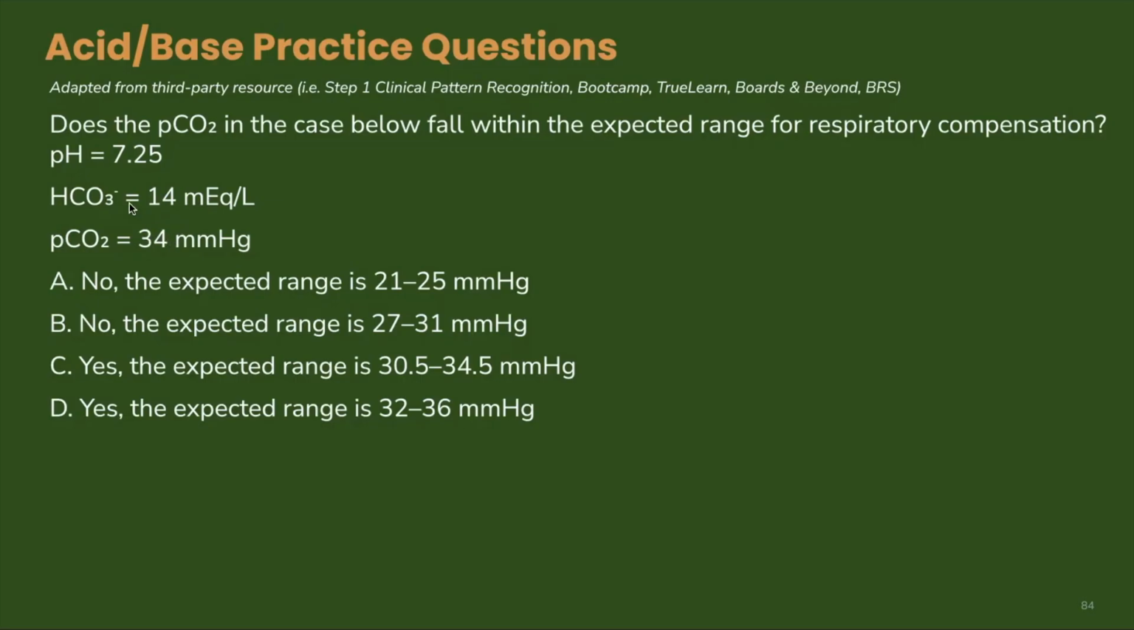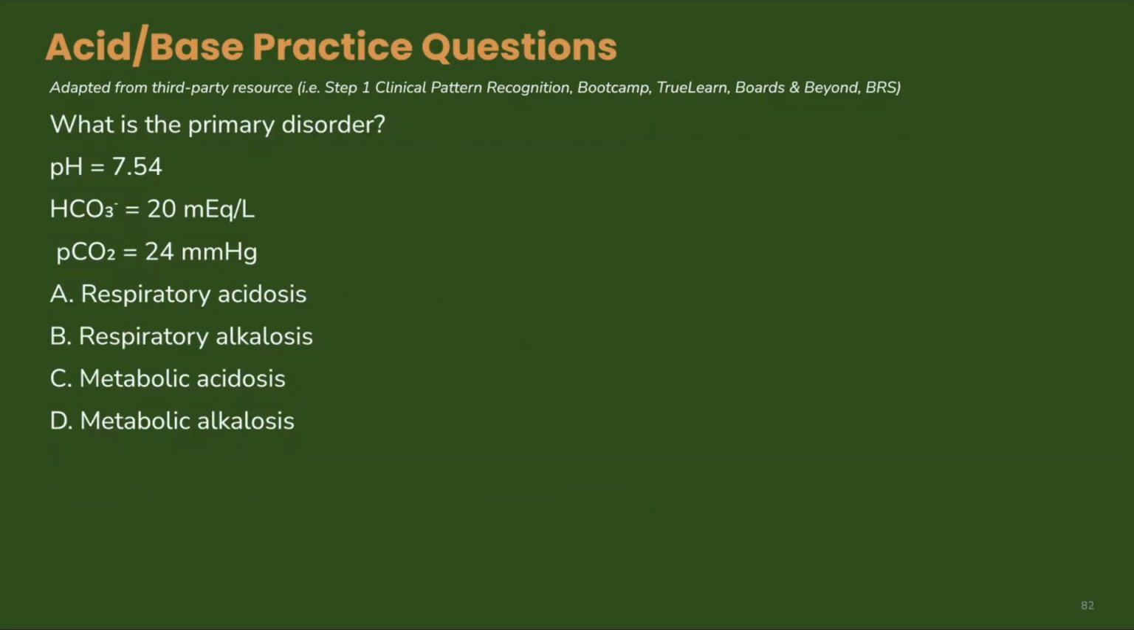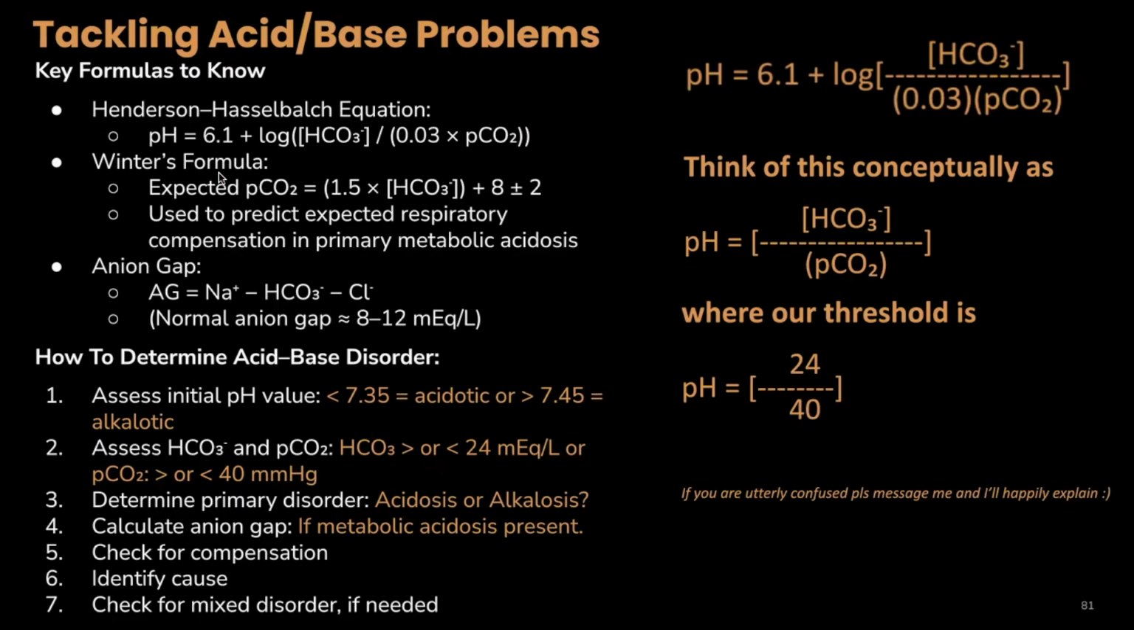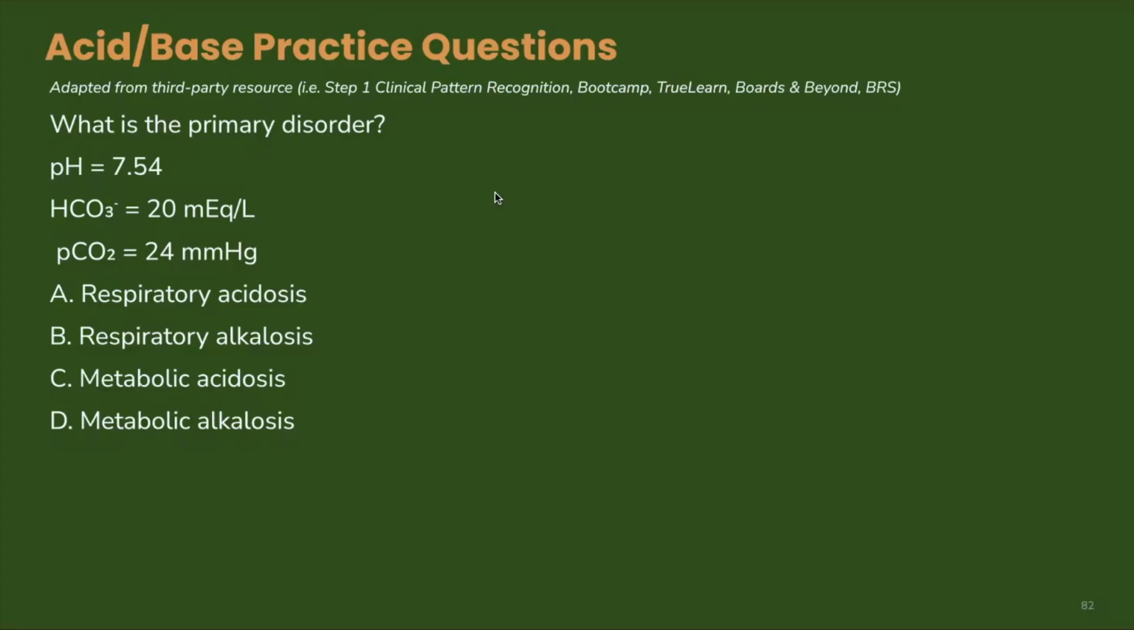I have a metabolic acidosis and I have respiratory alkalosis. This is our compensatory mechanism. How do we identify whether or not this is sufficient respiratory compensation? Well, if we go back a few slides, we said that we can use Winter's formula, which says that our expected PCO2 for compensation is equal to 1.5 times the bicarb level plus 8, plus or minus 2.